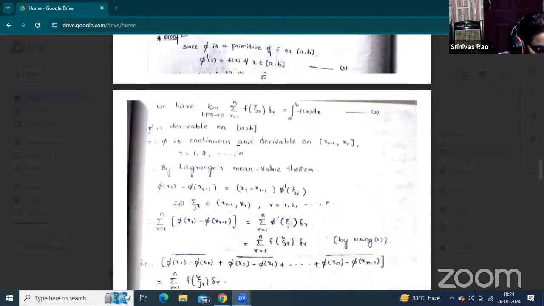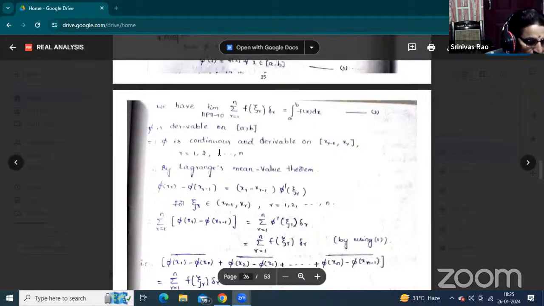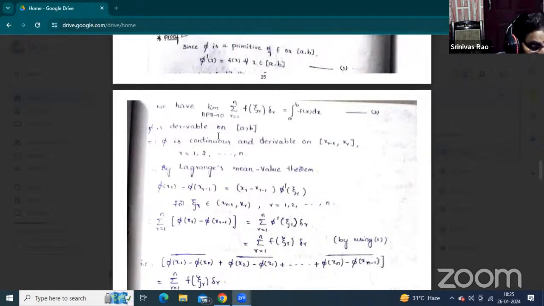When the function is continuous and derivable on the r-th subinterval, x r minus 1 and x r, r varies from 1 to n. Put r equal to 1: 1 minus 1 is 0, so x0, x1 is the first subinterval, that is I1. I2 is r equal to 2, that is x1 and x2. And r equal to 3, that is x2 and x3. Now, especially when the function is continuous, when is it derivable?